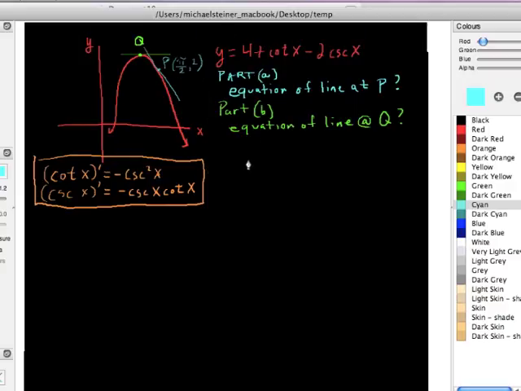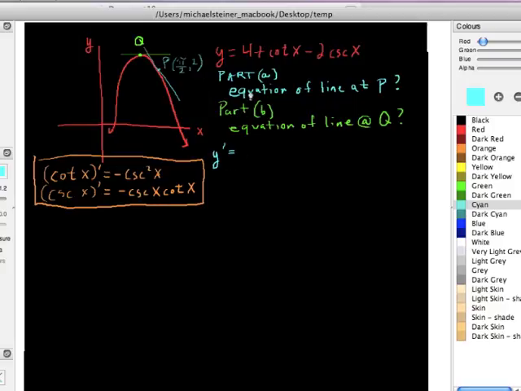That's just a trig exercise. So part A is, what's the equation of the line at point P? Well, we have a point, (pi over 2, 2), so we really just need a slope. And the slope is the derivative with respect to x of y. So let's take the derivative, and I wrote down some identities over here.